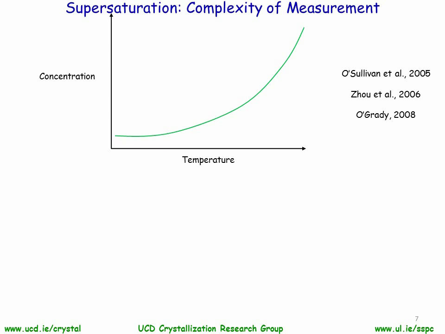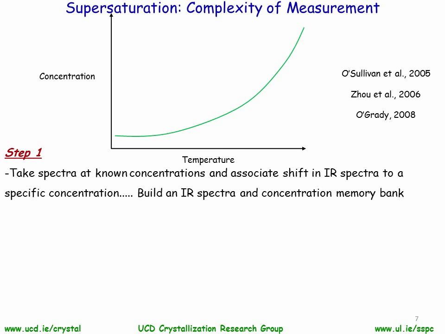So I call this slide Supersaturation, the complexity of measurement. I've also included here on the right numerous literature references which go into specific details about the quantitative approach for supersaturation assessment via calibration models. I'm just going to briefly outline them to highlight the calibration and statistical experience that's required for building these calibration sets. So step one would be to take spectra at known concentrations and associate a shift in the IR spectra to a specific concentration.